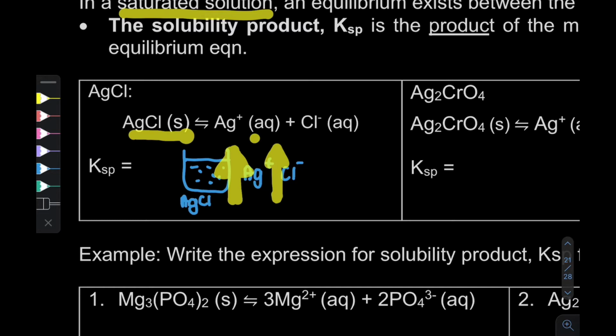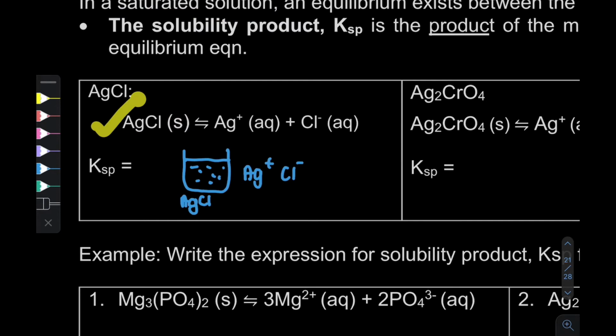Sebab solid pun concentration dia pun remain constant. The concentration for the solid and liquid, kita akan consider it as constant. That's why dalam K kita tak akan ambil solid, tak akan ambil liquid, because the concentration dia constant. But then, sebab itulah in a saturated solution, when the AgCl solid concentration constant, Ag plus ni akan concentration dia constant. The same goes for Cl minus ni, concentration dia pun akan constant. So that's why lah dia in equilibrium.